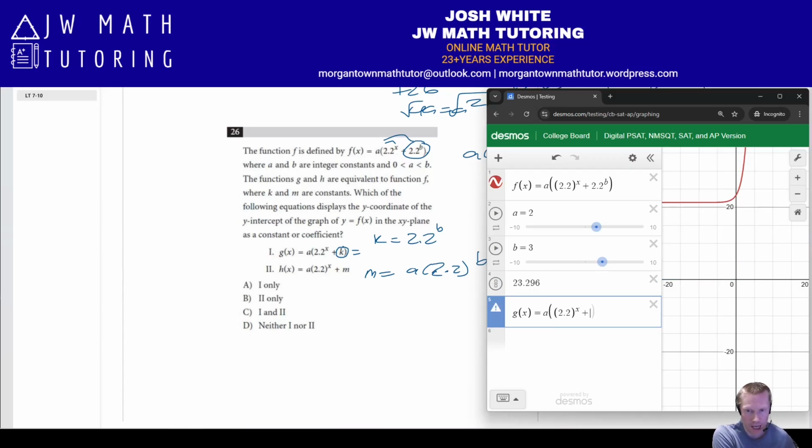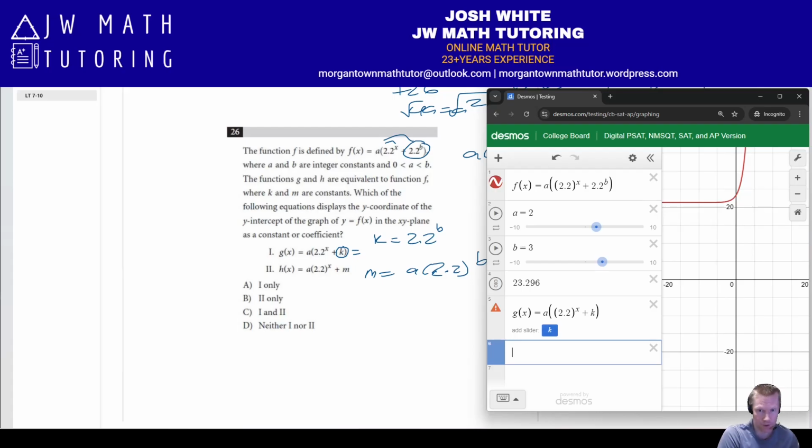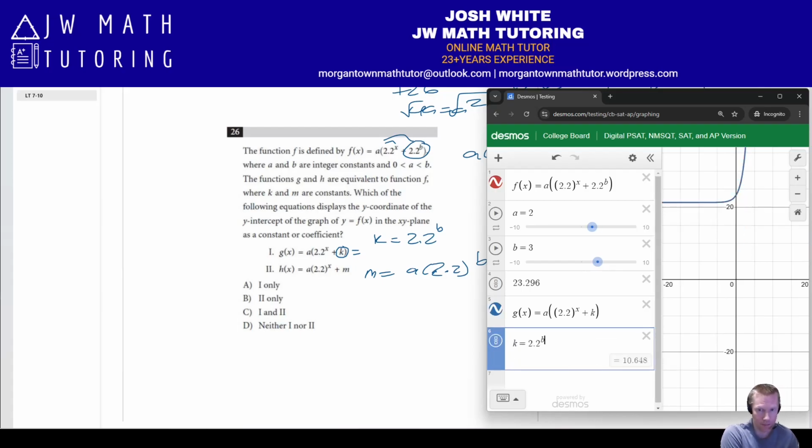And then for k, let me just make sure this is correct. Okay, so what I did is, yes, okay. So what I do is I'm going to put a k in here, just so it matches perfectly, right? And now k is equal to 2.2 to the b. All right, so this is the number that k is equal to. So now looking at g of x here, do we see the number 23.296 anywhere in this equation? Okay, the answer is no.